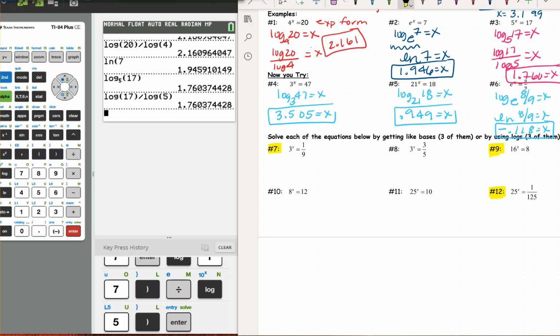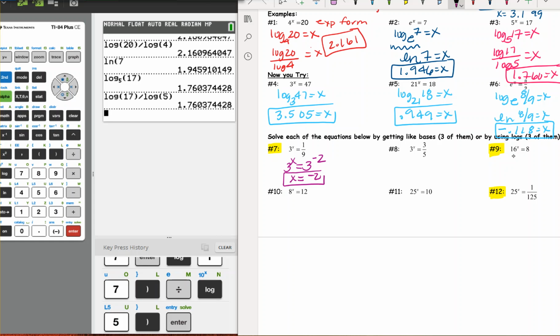Okay, so 7, 9, and 12 can all be solved by getting like bases, so I don't need to use logs, although I could if I had a calculator, but I don't need to. So number 7, I'm going to write this as 3 to the x, and 1/9 would be 3 to the negative 2, and so I would get x equals negative 2.